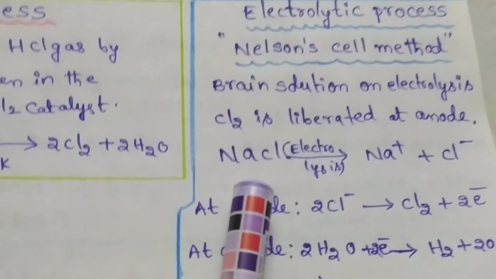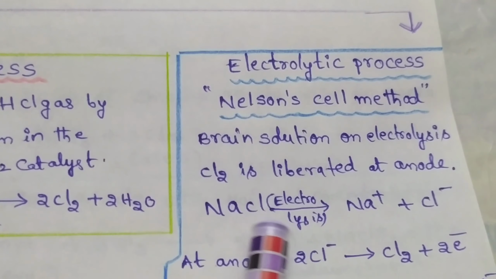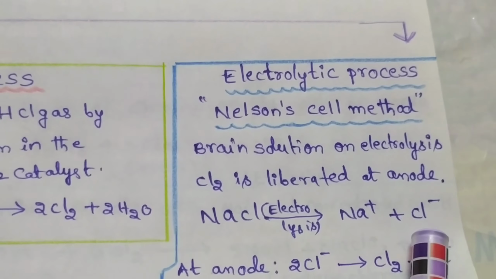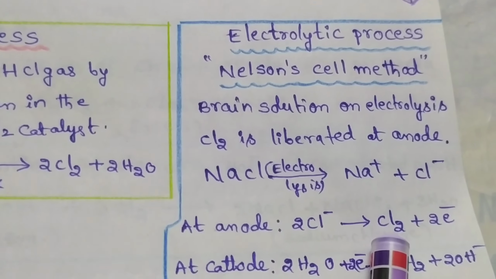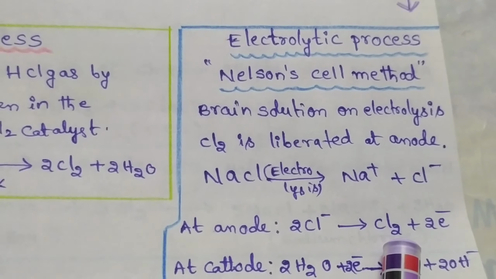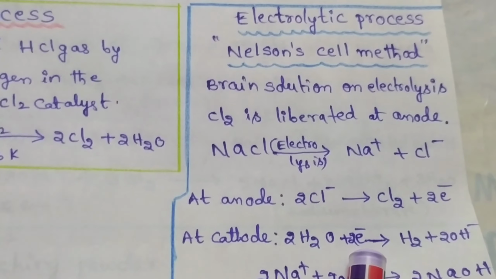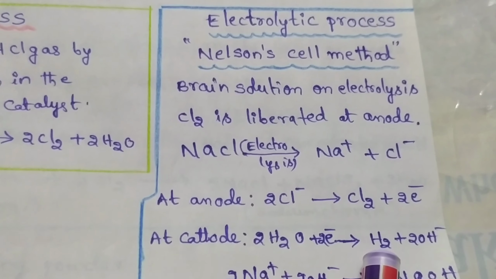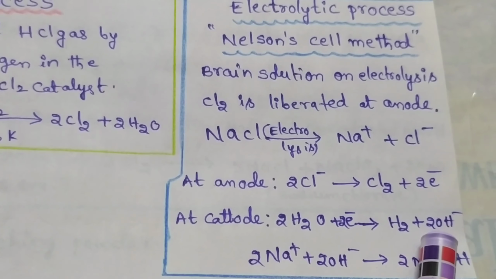Look at the reaction here. The sodium chloride, that means the brine solution, undergoes electrolysis. The sodium chloride dissociates to form Na+ and Cl- ions. At the anode, the chloride ions release electrons and are converted to chlorine gas. At the cathode, water molecules take the electrons released by the chloride anions and are converted to hydrogen gas, and hydroxide ions are also formed here.